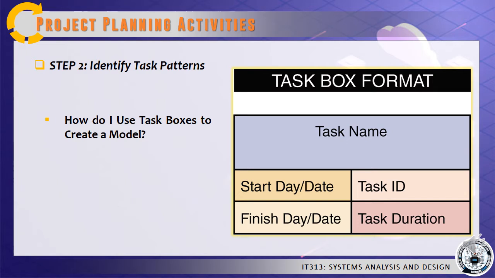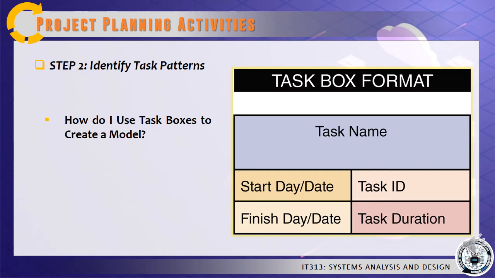Next one is the task ID. It can be a number or code that provides unique identification. When we say unique identification, it should not be repeated within the project.